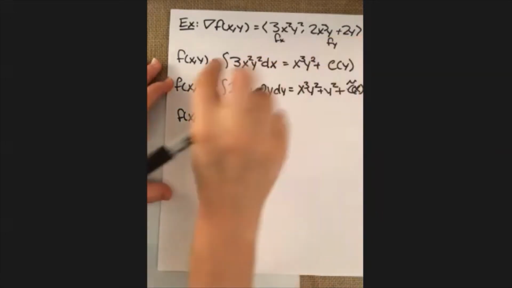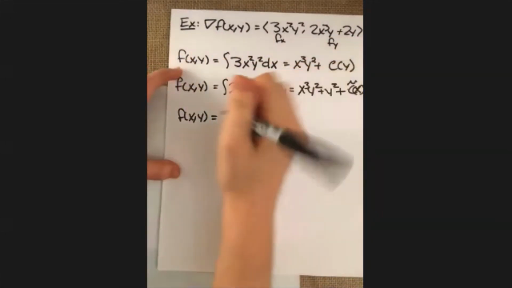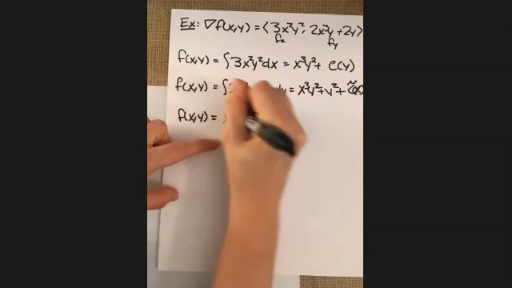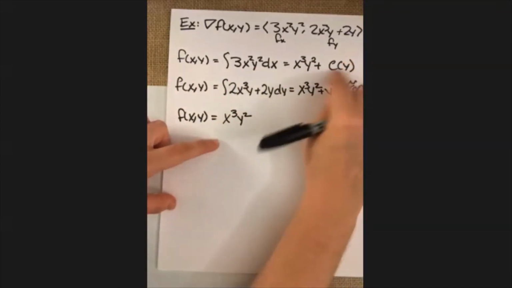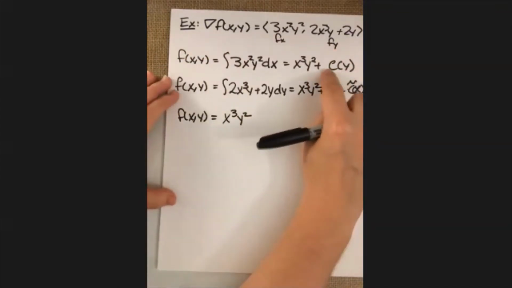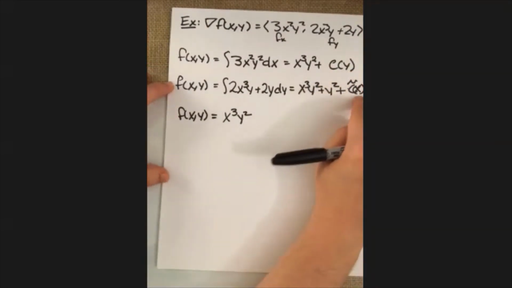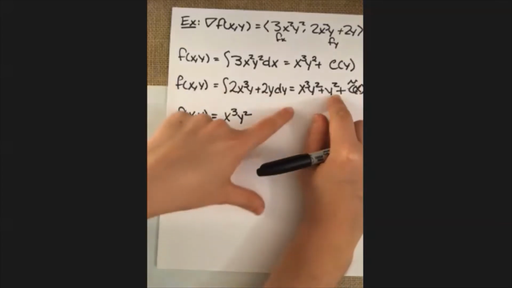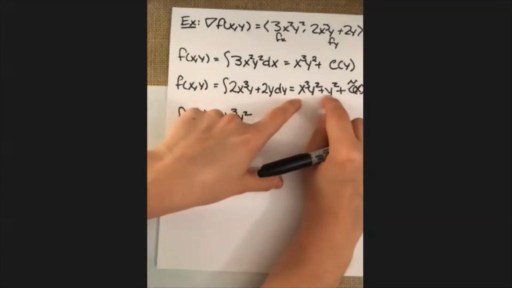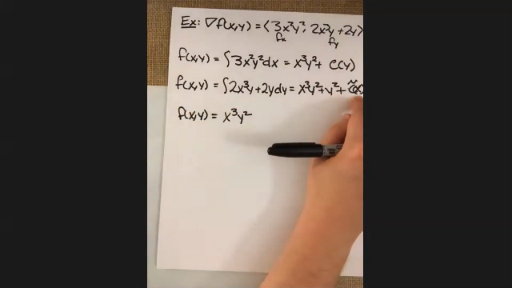because it's already been accounted for previously. So we start here, and we know that we need that x cubed y squared, and we know that we need some unknown function in terms of y. So now we're going to move down to our next line. And we look at this here, and it tells us that we have x cubed y squared plus some unknown function of x.